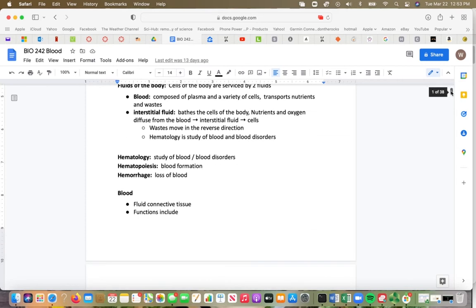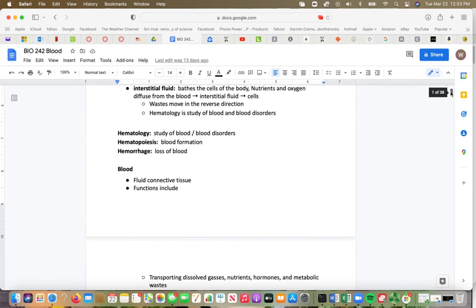The process of blood formation is hematopoiesis. So we have a few different terms for blood formation. Hematopoiesis is blood formation in general. Erythropoiesis is specifically the red blood cells. And then another H word in here, hemorrhage, is the loss of blood.